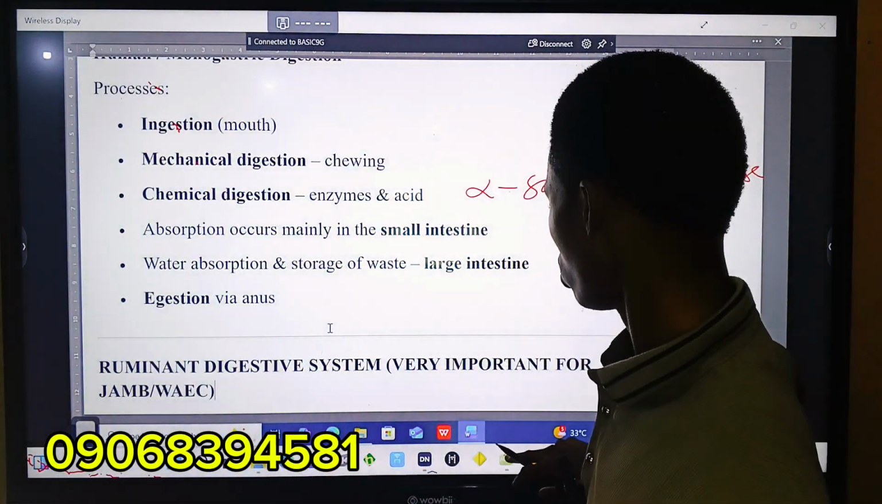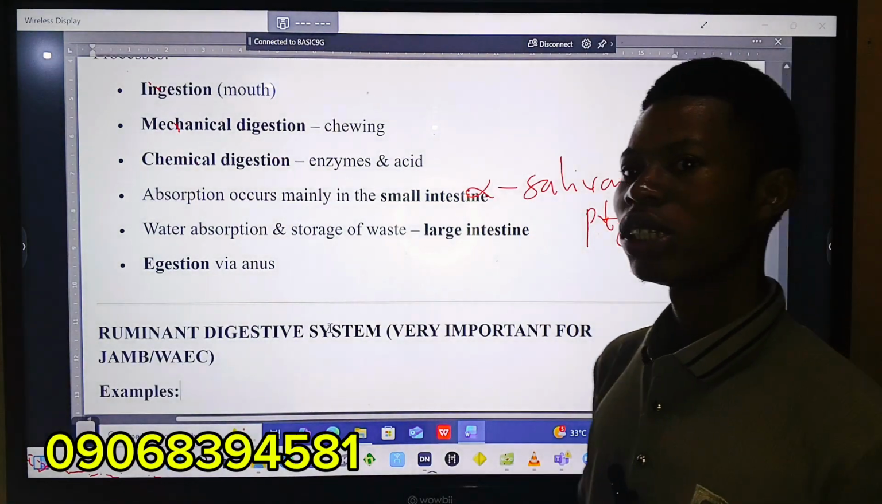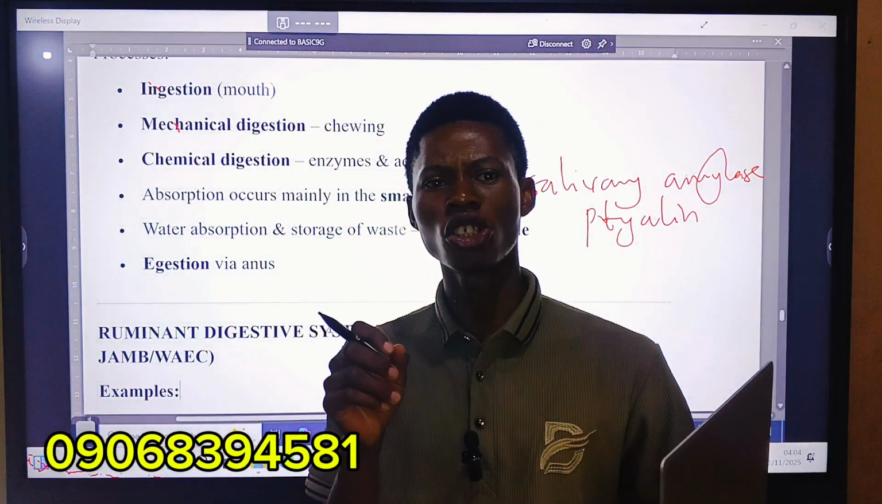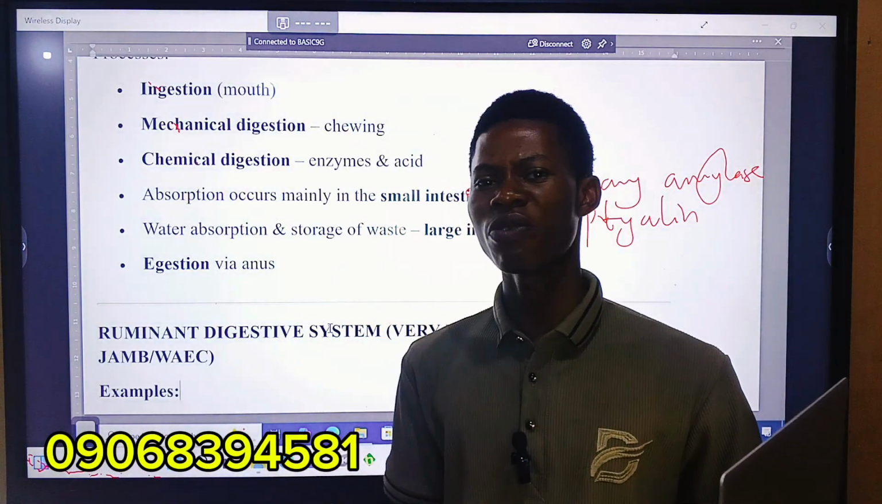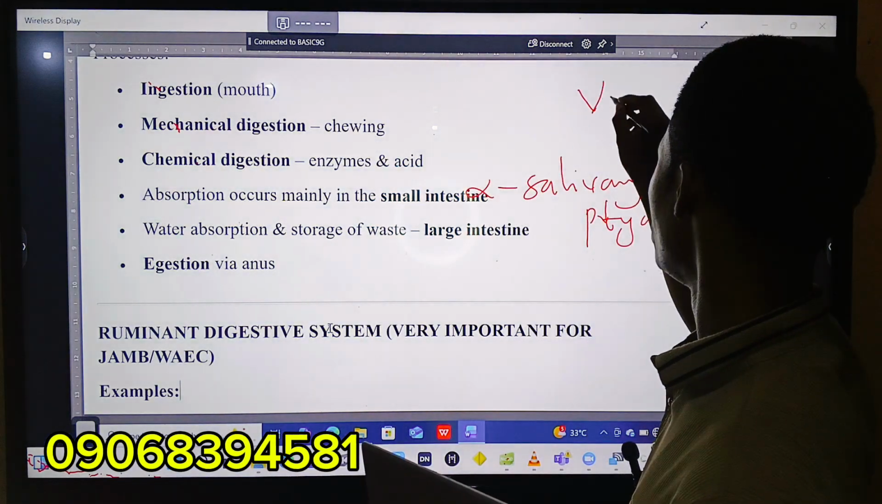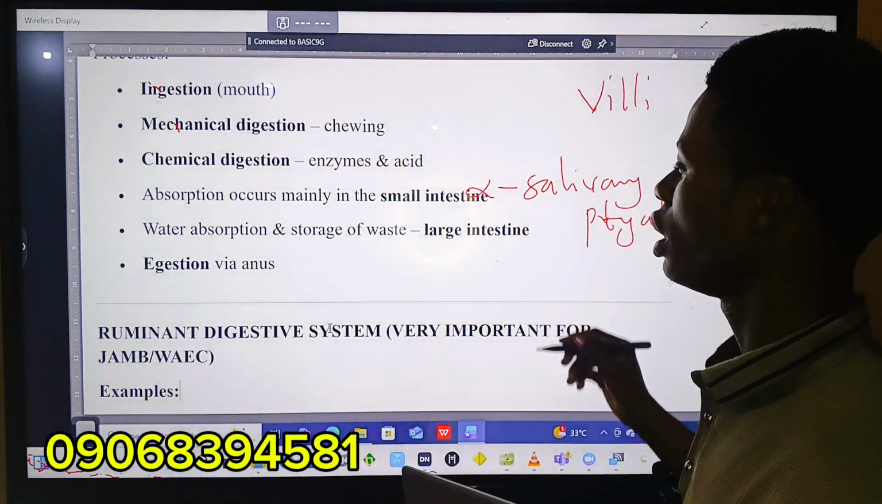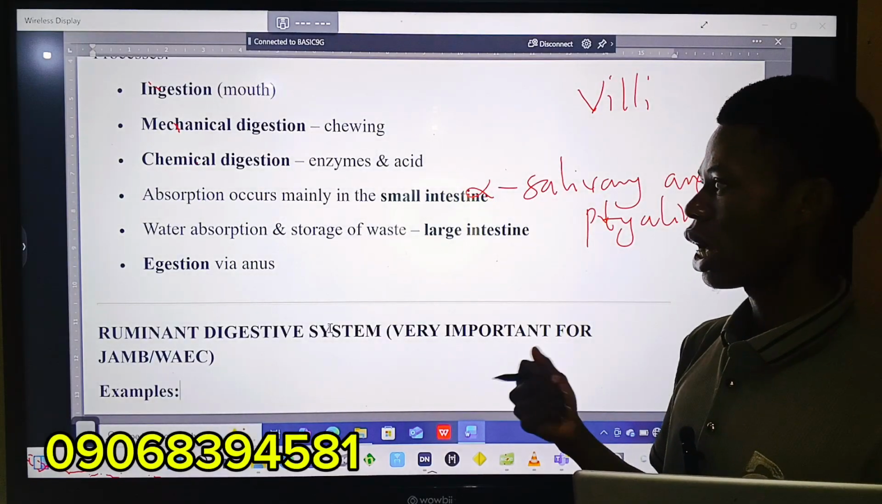Now, absorption occurs mainly in the small intestine, and there's a question they normally ask here. The question always states that there's a finger-like projection on the walls of your small intestine that helps in absorption. What is that finger-like projection called? That finger-like projection is called villi. Villi is a finger-like projection that aids absorption.